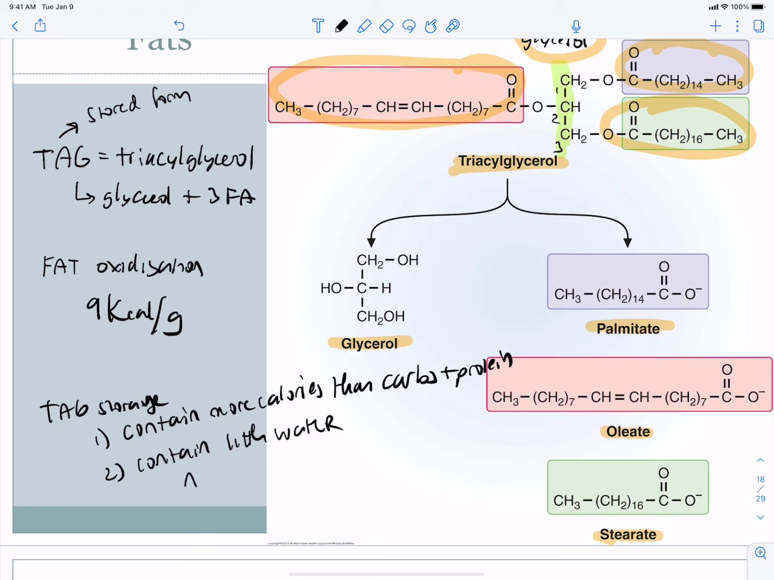Here's an example. Adipose tissue or fat tissue has about 15% water, whereas muscle has 80% water. So by having fat stored in adipose tissue, you can store a lot more than if you stored it in other tissues.